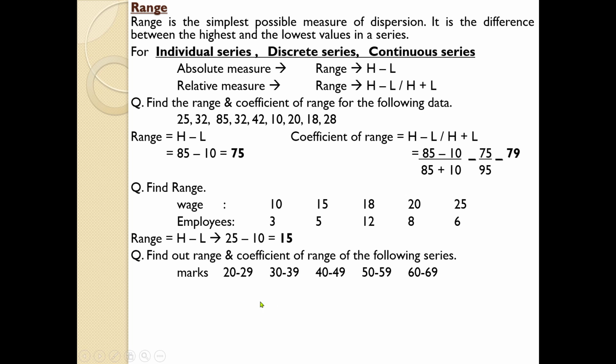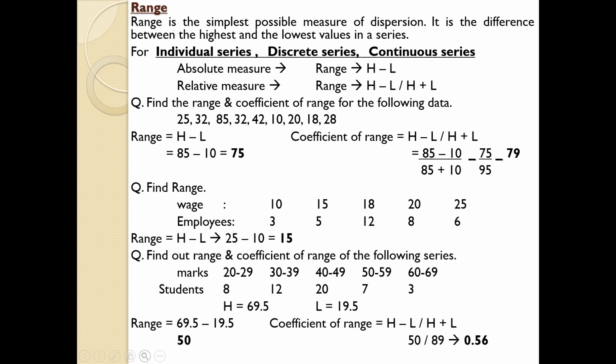So now it is continuous, and I hope you know how to make necessary changes to bring continuation in the series. So here the highest value will be 69.5, because here the n value is 69, so 69 plus 0.5 is 69.5, and the lowest value is 20, that is 20 minus 0.5, which is 19.5. So substitute the same in the equation, you will get the answer 50.56. I hope you understand the concept.